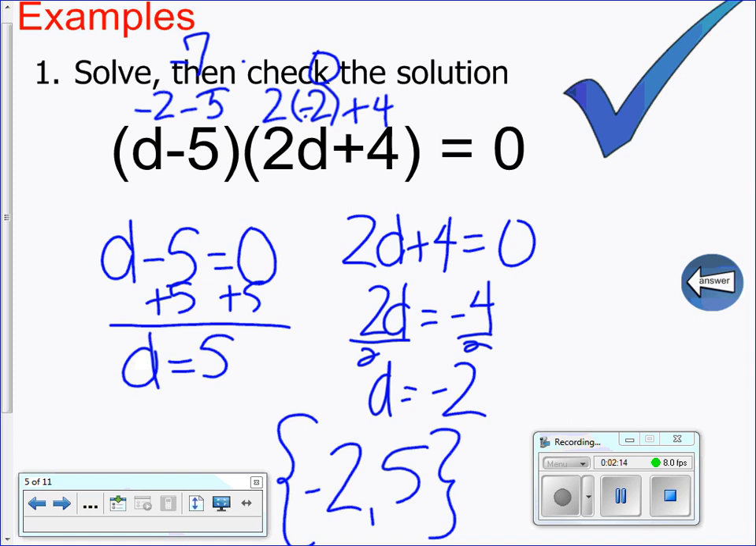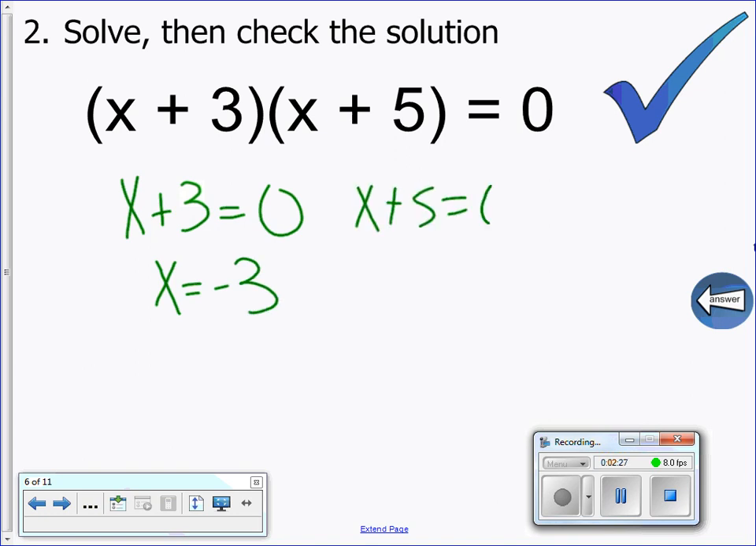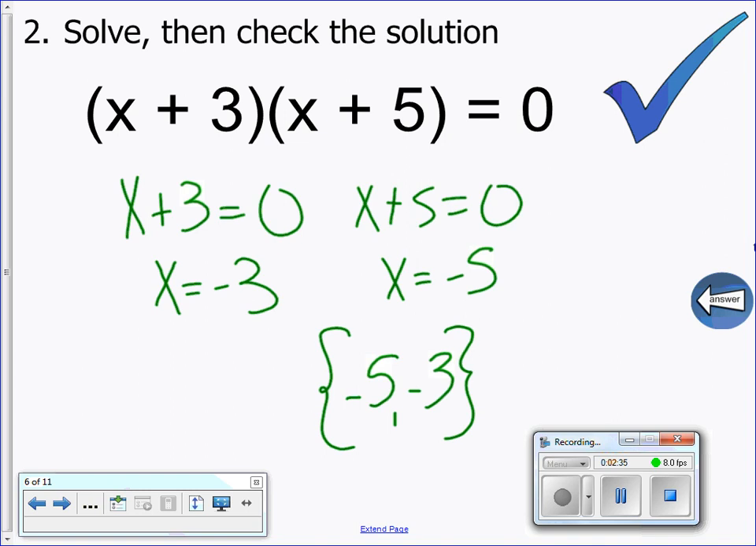Now let's do the same thing. All right, set these both to 0. X plus 3 equals 0, so x is equal to negative 3. X plus 5 equals 0, so x is equal to negative 5. So my solutions, negative 5, negative 3. I can plug those both in to check. So negative 5 plus 3 is negative 2. And negative 5 plus 5 is 0. 0 times negative 2 is 0.